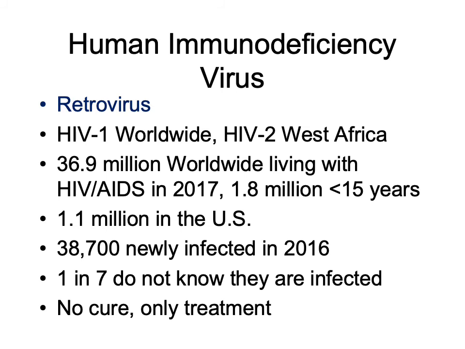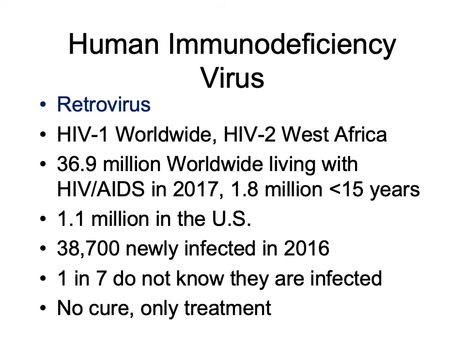In 2017, it was estimated that 36.9 million people worldwide were living with HIV/AIDS, and 1.1 million were in the United States. There were 38,700 newly infected with HIV in 2016, which to me is in some ways alarming because when HIV was first identified, there were a large number of people who were being infected. But we've gained a lot of knowledge about how we can prevent HIV infections from occurring. And I would hope that that would lead to a reduction in those who are infected with HIV.